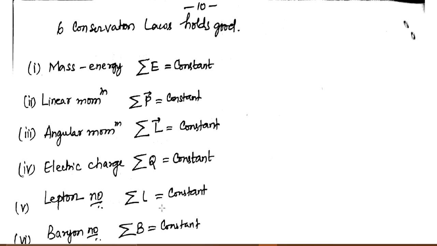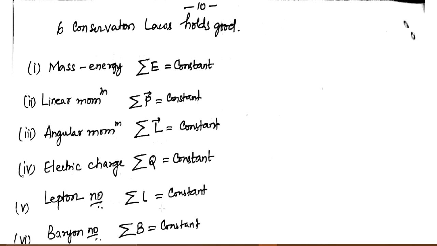And remember, 6 conservation laws hold good in any nuclear reactions which give rise to a number of elementary particles. And all these reactions take place inside the nucleus of an atom. The first conservation law is mass energy. That is, total energy, mass plus energy, is conserved, and then the linear momentum of all the particles on the left hand side as well as on the right hand side are equal. That means linear momentum is conserved.